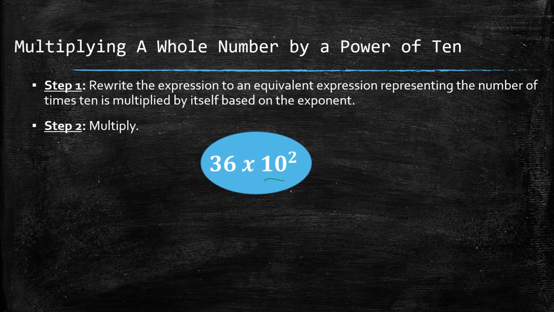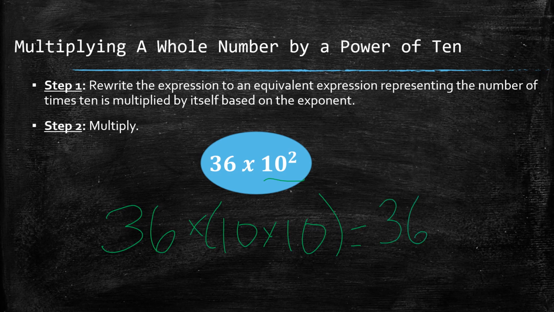So we know that we have 10 to the second power, so we're going to take 36 and multiply it by 10 times 10. Then we're going to multiply. We know that 10 times 10 is equivalent to 100, so it's the same thing as 36 times 100, which then gives us a product of 3,600.